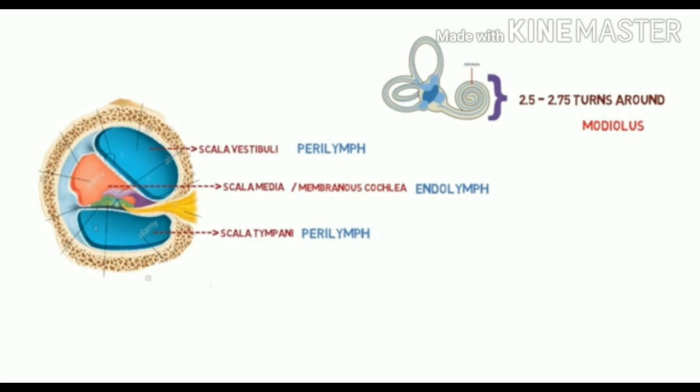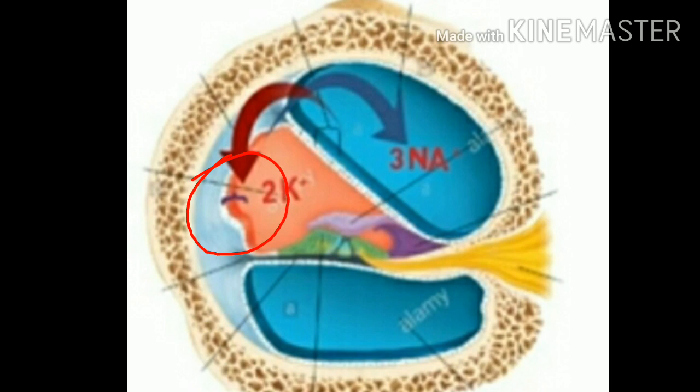In which part is the stria vascularis present? The upper portion of the spiral ligament contains numerous capillary loops and small blood vessels. This is called the stria vascularis and it produces endolymph. It contains the sodium-potassium ATPase pump. It carries out 3 sodium and in turn takes in 2 potassium.